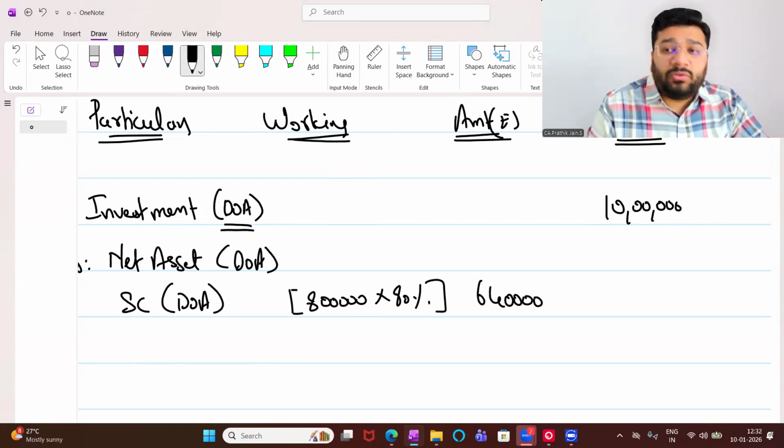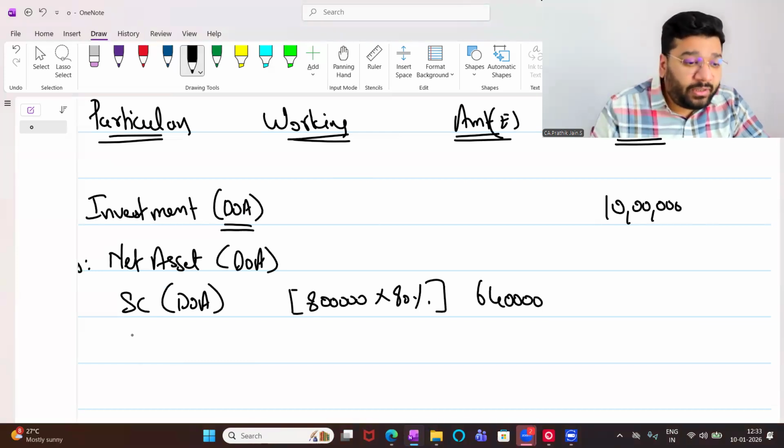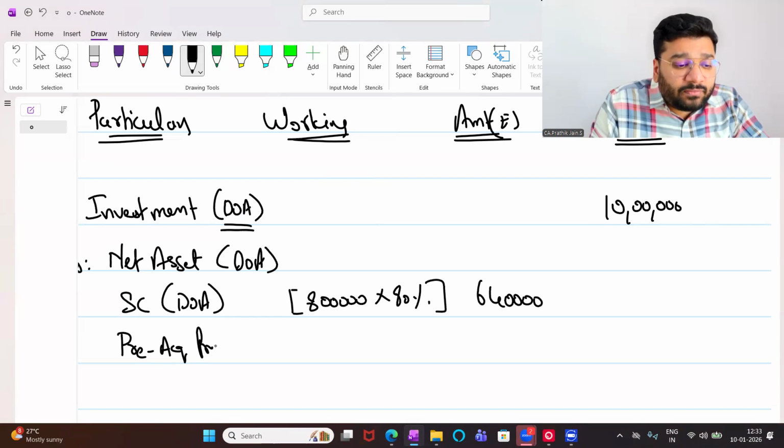6,40,000 is the capital amount X contributed to the company, so that he wants from the holding company. Plus X is saying that apart from this capital I gave to the company, during this period I made the profit also. That profit also I wanted. So this is called pre-acquisition profit, which is nothing but reserve and surplus.